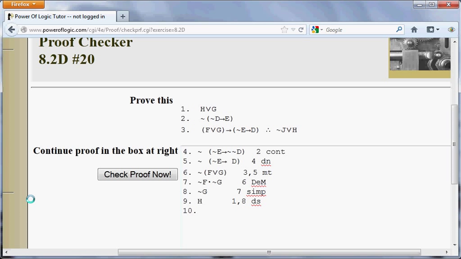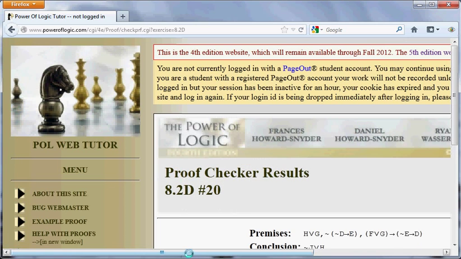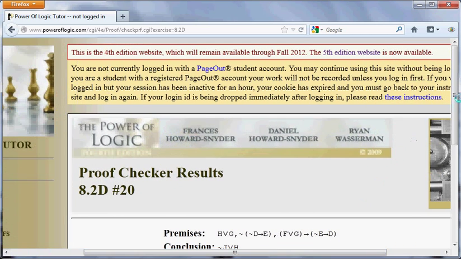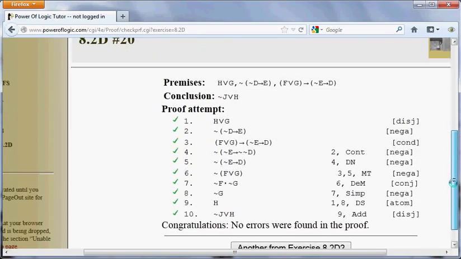Now, H is a statement like P, and if you look at the addition rule, I could add Q or P. I could add anything in front. So let my Q be not J. And this is going to finish the proof with 9 addition. And I'm going to check it, and hopefully it'll be correct.